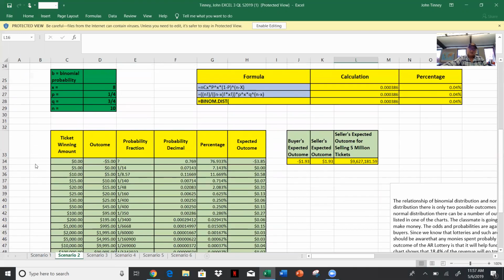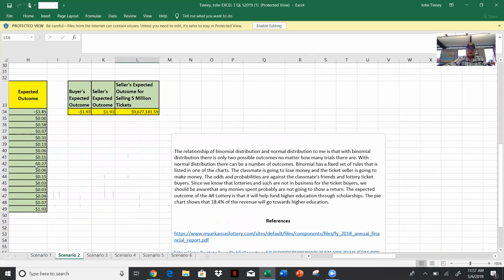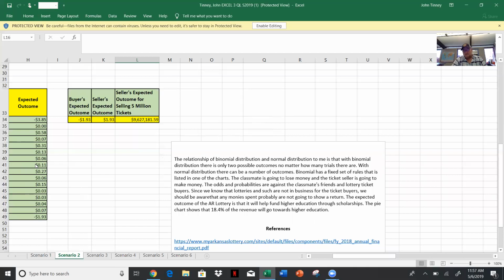I used these charts here that we had in doing my math work earlier. I had to put some numbers in there, and just putting the numbers in helped make it work for the math homework. There's only 2 outcomes on the binomial, as I said. With a normal distribution, there can be a number of different outcomes. Binomial has a fixed set of rules. It's listed in one of the charts.